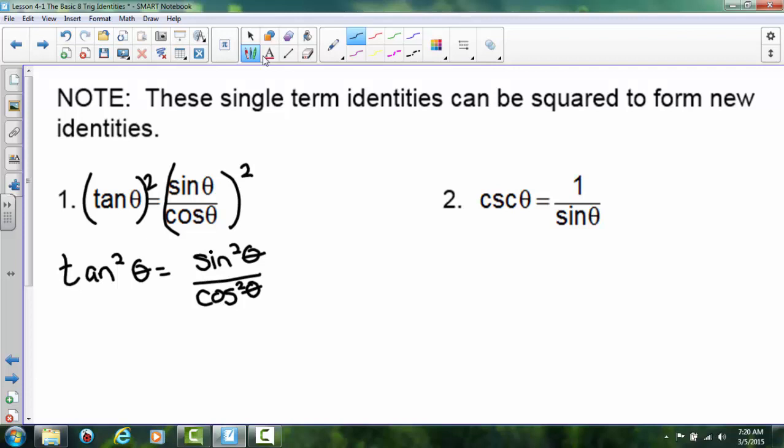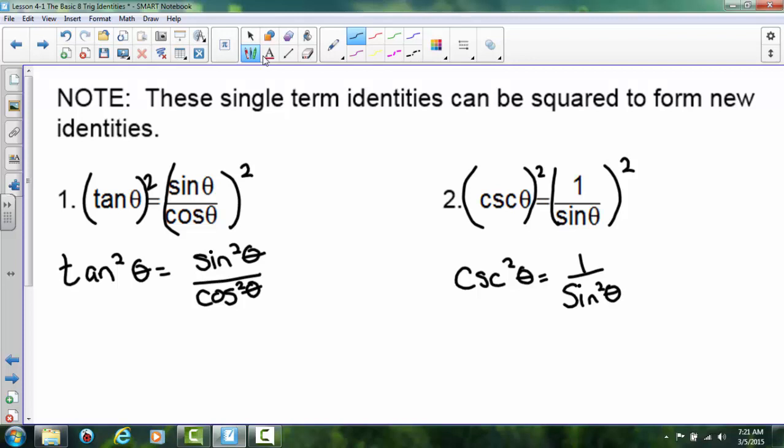Okay, cosecant theta, if we square, we would also square 1 over sine theta, and we'd get that cosecant squared theta equals 1 over sine squared theta.